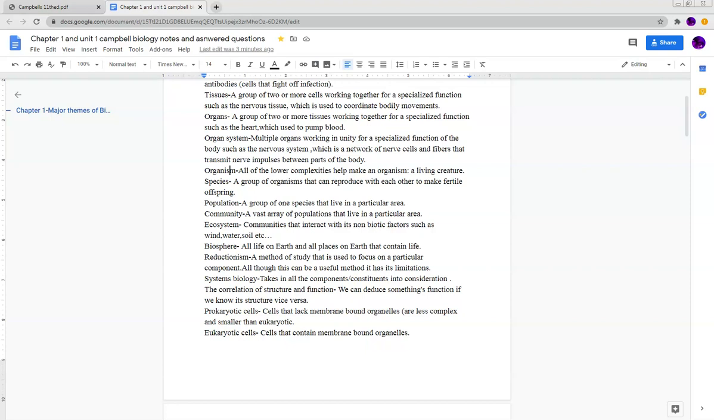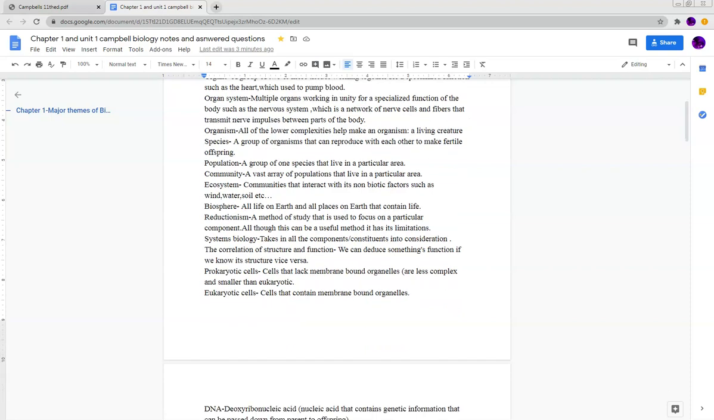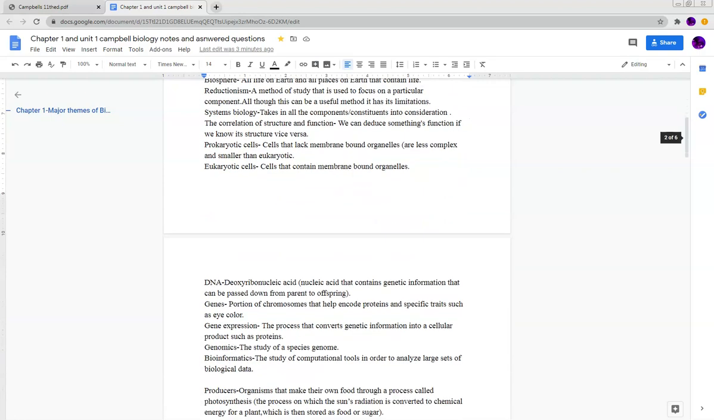And then eukaryotic cells are cells that contain membrane-bound organelles, such as the nucleus or the mitochondria. And essentially, they can be unicellular or multicellular. In fact, I should have written that down, but these are my notes, so I didn't need that much information for this chapter. So, DNA is essentially deoxyribonucleic acid, right?